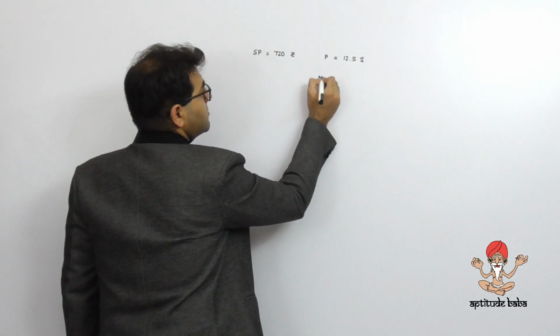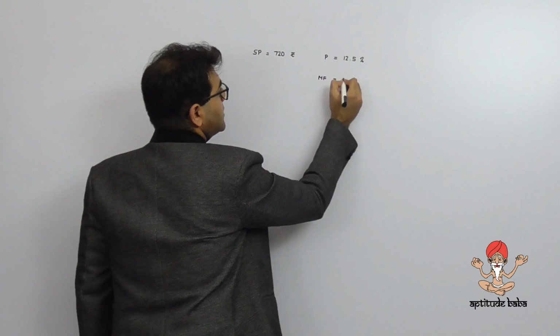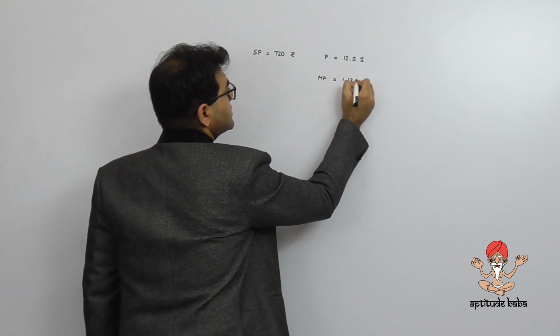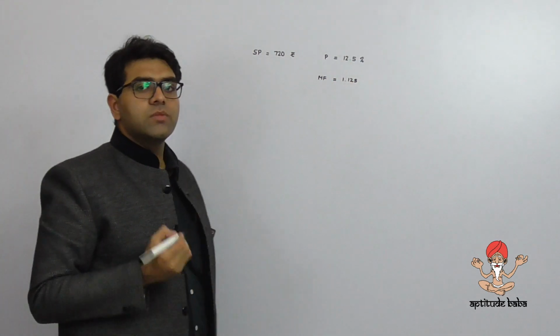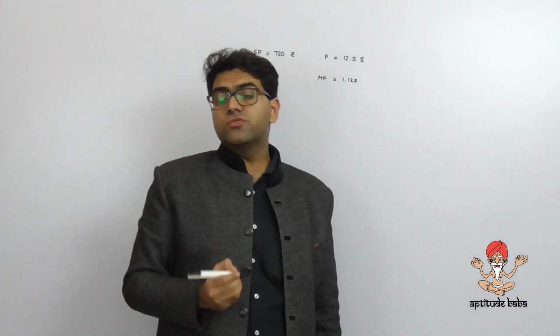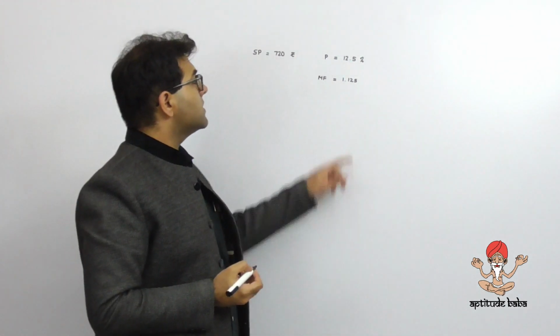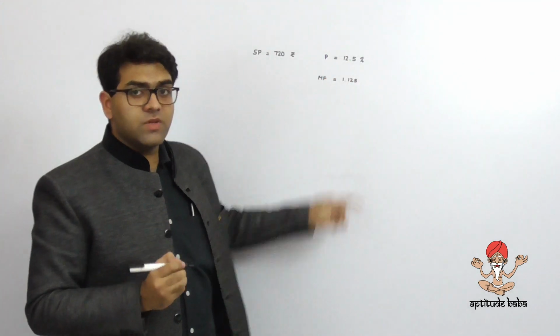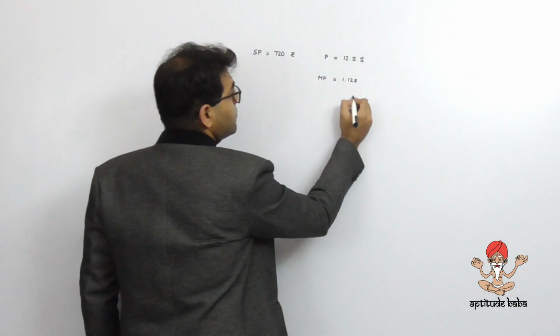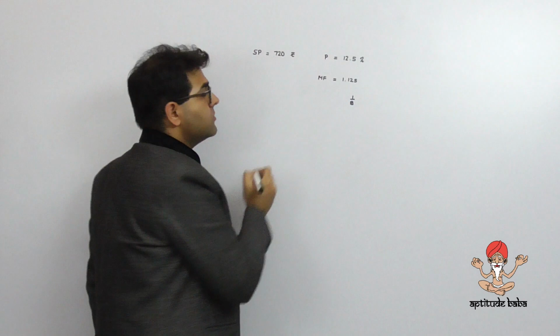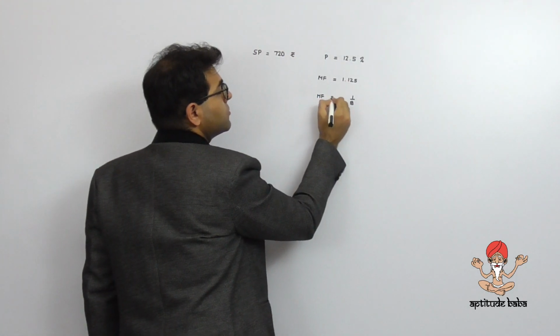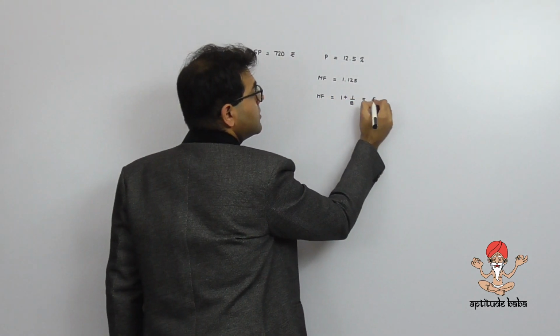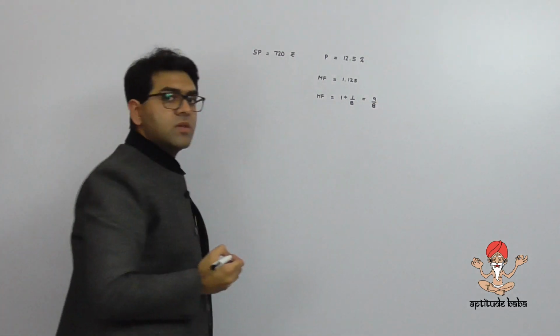If I want to derive the multiplying factor here, can I say multiplying factor, अगर मैं इसको decimal form में express करता हूँ तो it will become 1.125. But the more useful thing to do here is to understand that 12.5 is 1 by 8. If your 12.5 is 1 by 8, then your multiplying factor is going to be nothing but 1 plus 1 by 8 or perhaps 9 by 8.